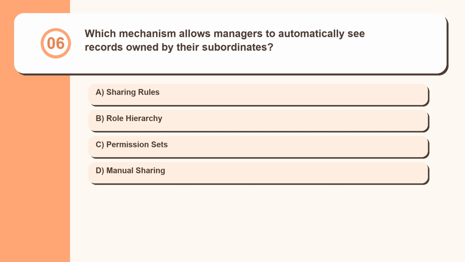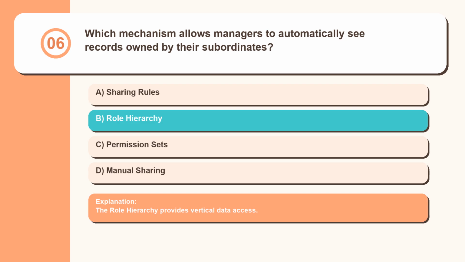Question 6. Which mechanism allows managers to automatically see records owned by their subordinates? Sharing rules, role hierarchy, permission sets, manual sharing. The role hierarchy provides vertical data access.